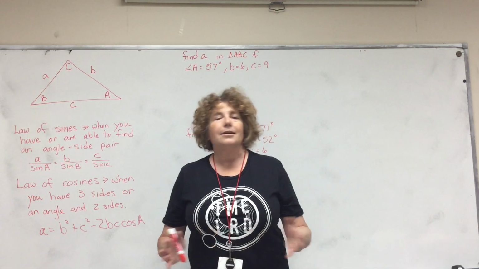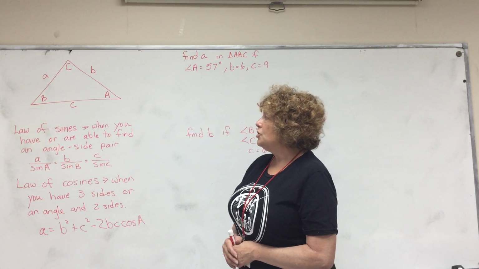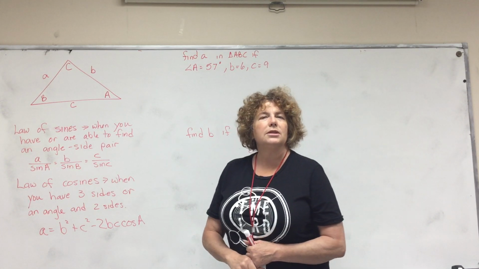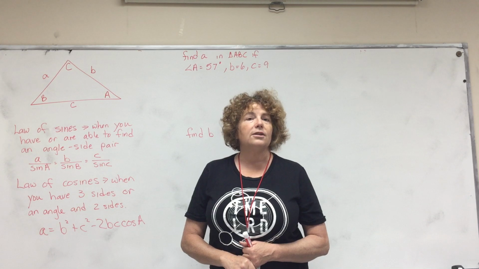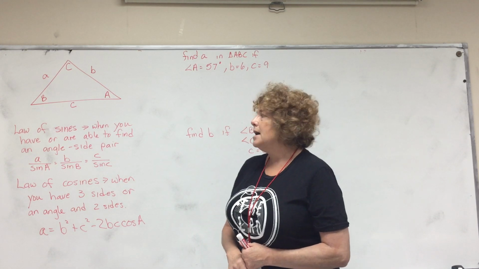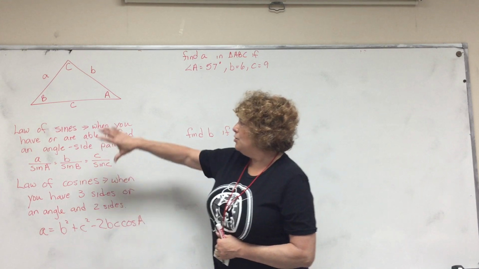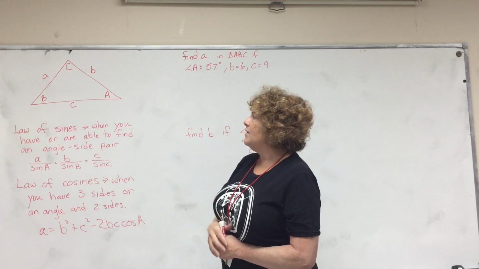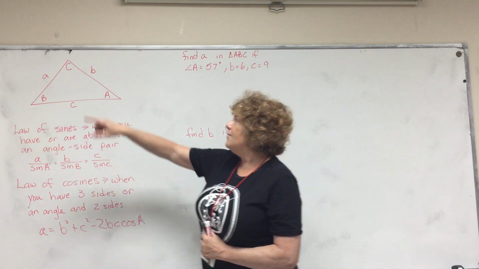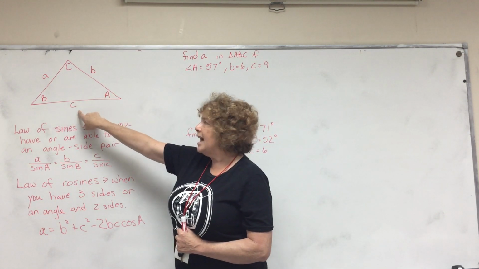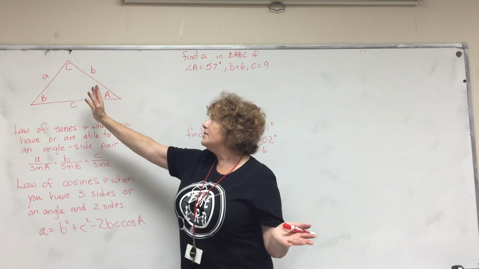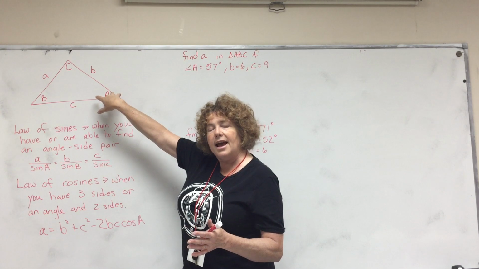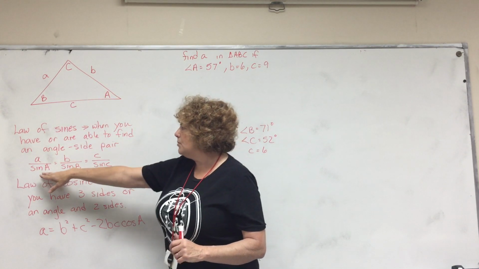However, not all triangles are right triangles. So we have something called the law of sines and the law of cosines, where you can use the sines and cosines on your calculator to solve for missing parts. The law of sines you can use when you're given an angle-side pair. For example, if they give you angle C and side c, and then you have one of the others, like angle A, then you can use this ratio.